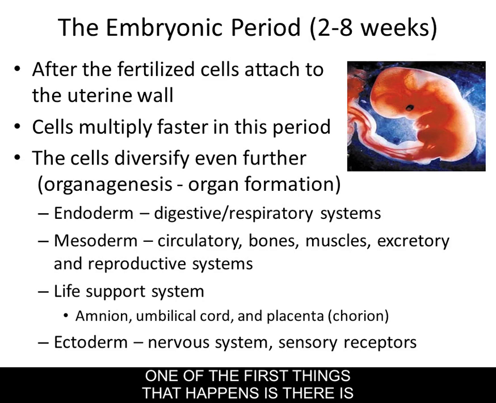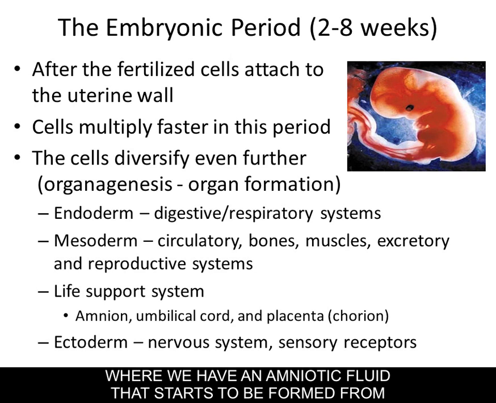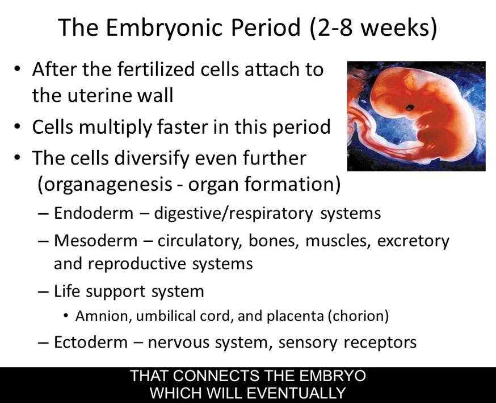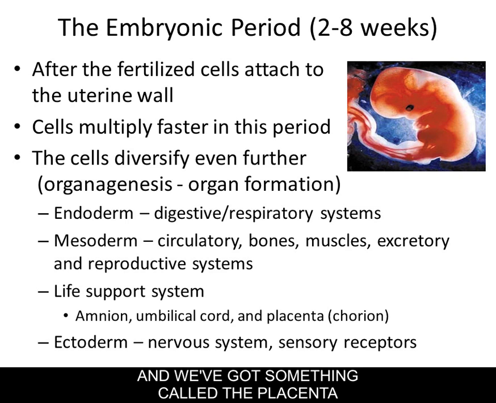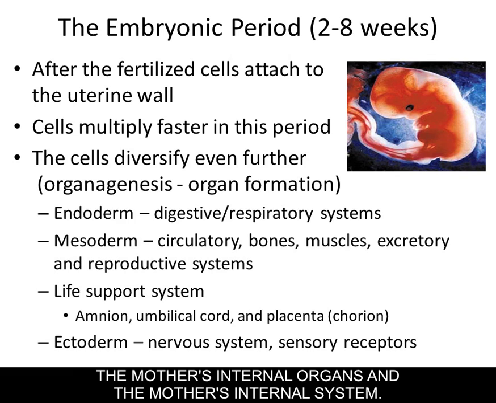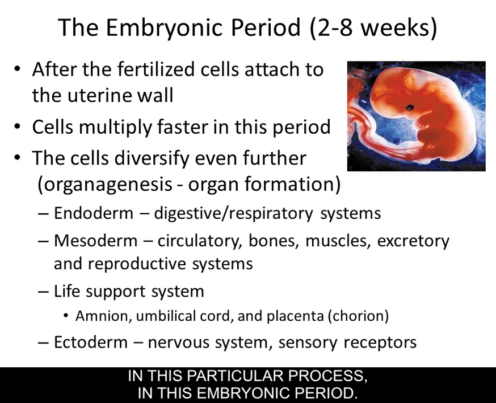One of the first things that happens is that there's a creation of something that we call a life support system, where we have an amniotic fluid that starts to be formed from some of these cells that are multiplying, an umbilical cord that connects that embryo, which eventually will become the child or the fetus, to the mother, and we've got something called a placenta, or a chorion, which actually is a protective barrier for the child from the mother's internal organs and the mother's internal system. And this life support system forms very quickly in this embryonic period.